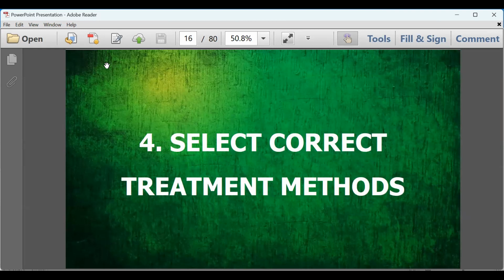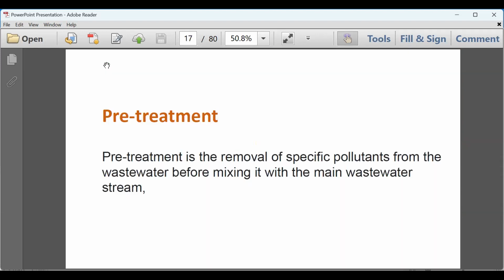Now, we know the water quality and we know the level to which we have to purify. Then we should select the suitable method. While choosing the treatment method, the right pre-treatment should also be decided. Pre-treatment is the removal of specific pollutants from the wastewater before mixing it with the main wastewater stream.